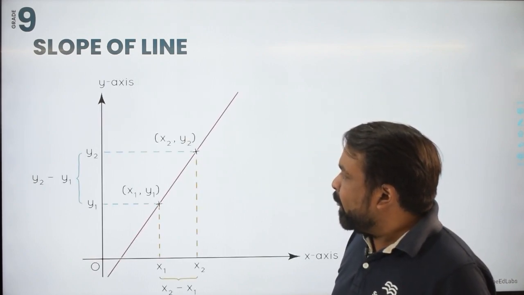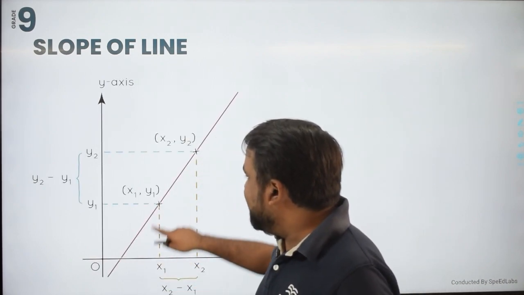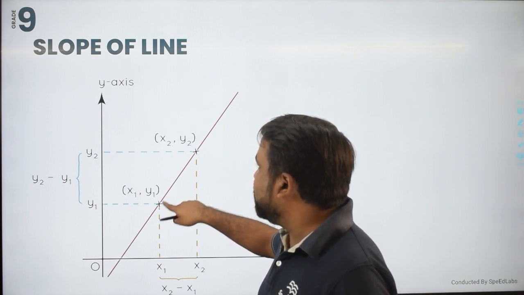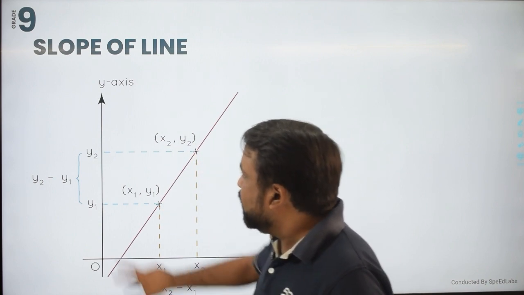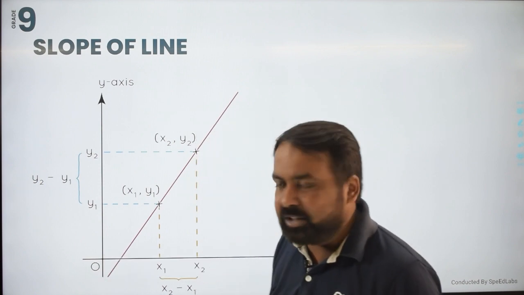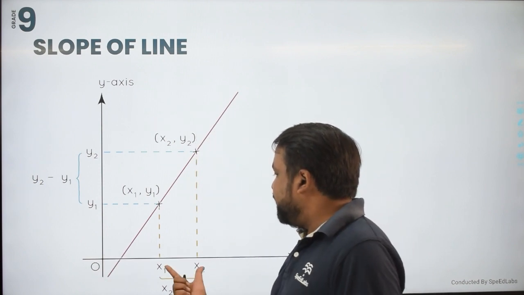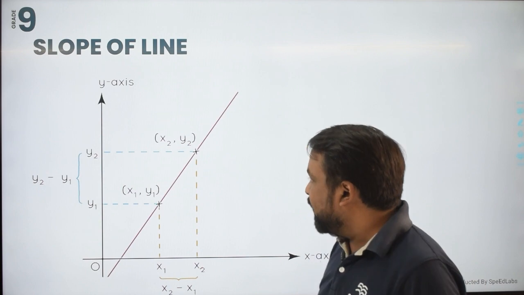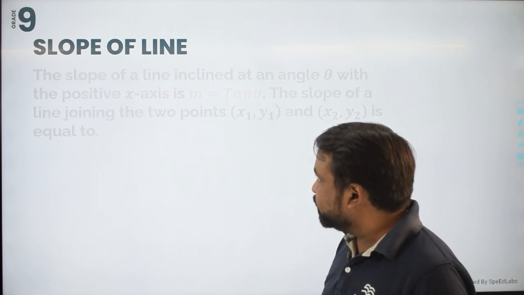So here you can see that this is a particular line. Let us suppose this coordinate is (x1, y1) and this second coordinate is (x2, y2). Now the difference between these two will be y2 minus y1, and the difference between these two will be x2 minus x1, right?